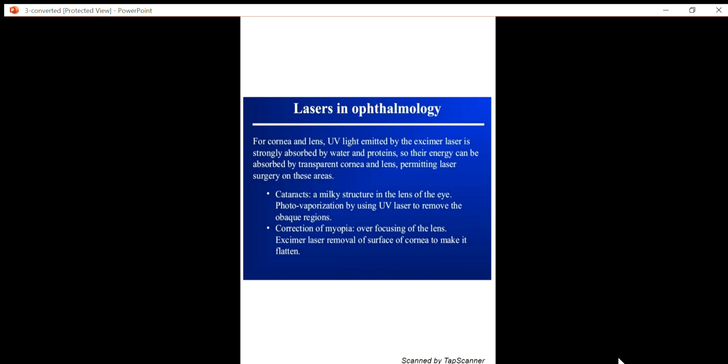Laser in ophthalmology. For cornea and lens, UV light emitted by excimer laser is strongly absorbed by water and proteins, so its energy can be absorbed by the transparent cornea and lens, permitting laser surgery on this area. Cataracts: a milky structure in the lens of the eye, removed by photovaporization using UV laser to remove the opaque region. Correction of myopia: to correct the focusing of the lens, excimer laser removes the surface of the cornea to make it flatter.